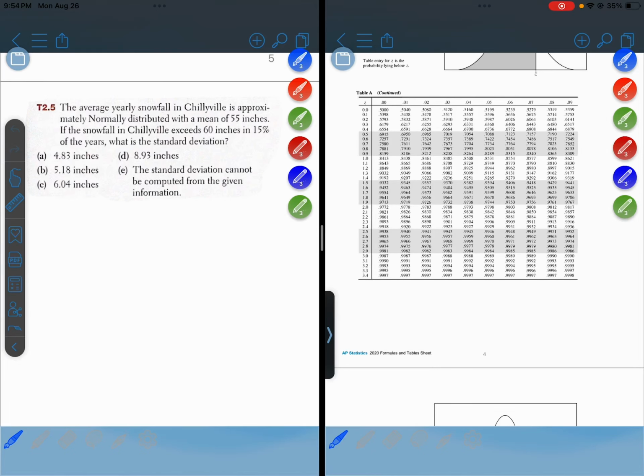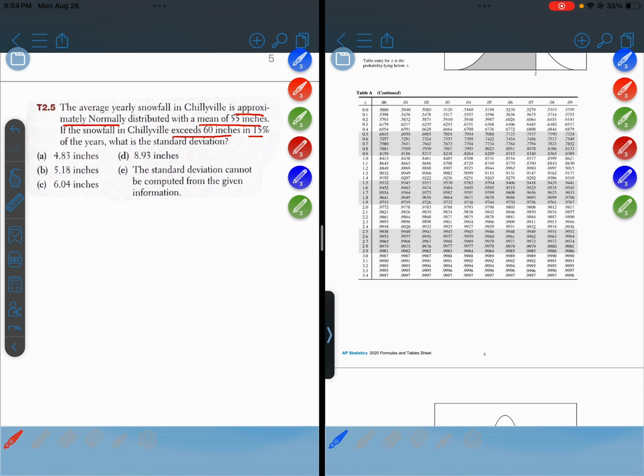T2.5. The average yearly snowfall in Chillyville is approximately normal, with a mean of 55 inches. If the snowfall in Chillyville exceeds 60 inches in 15% of the years, what is the standard deviation?